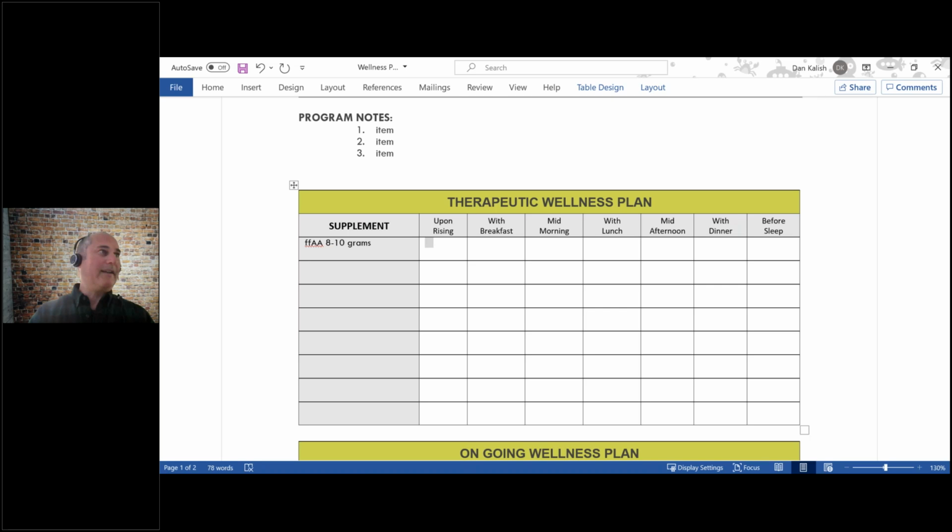You want to use CoQ10 at, let's say, 200 milligrams, at least twice a day, if not more. So let's just say that for now.